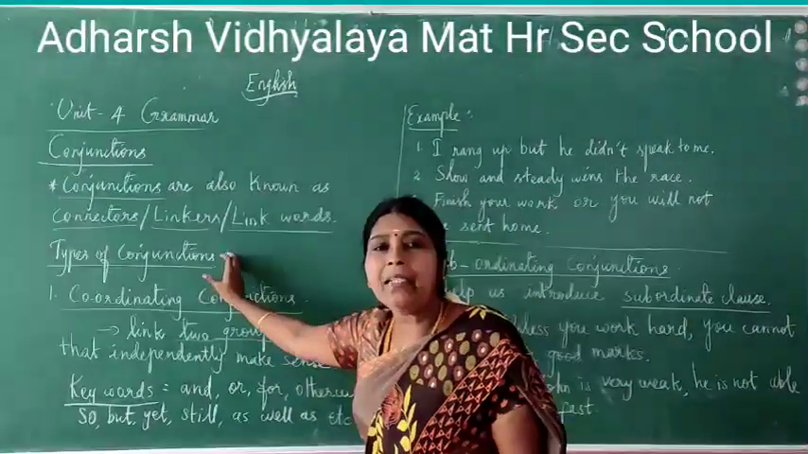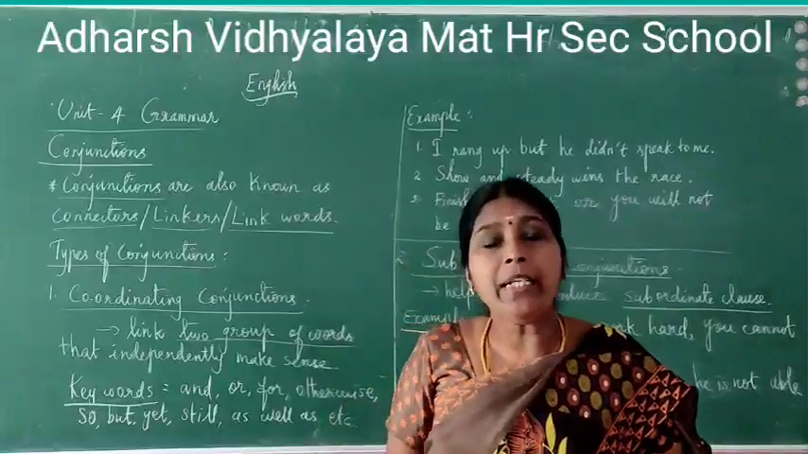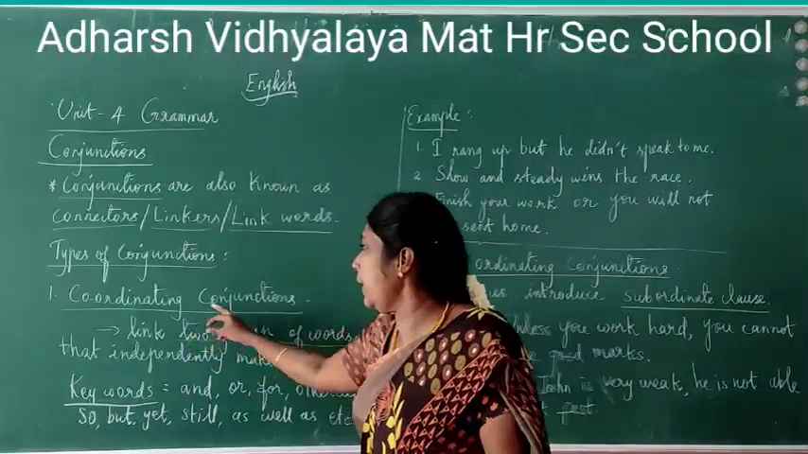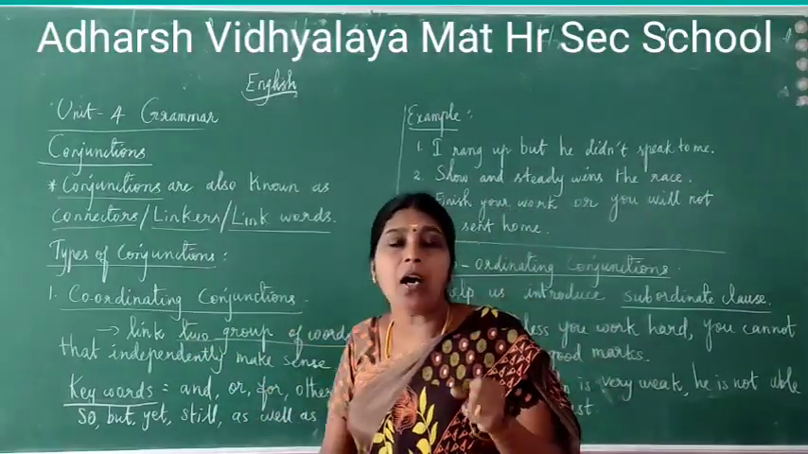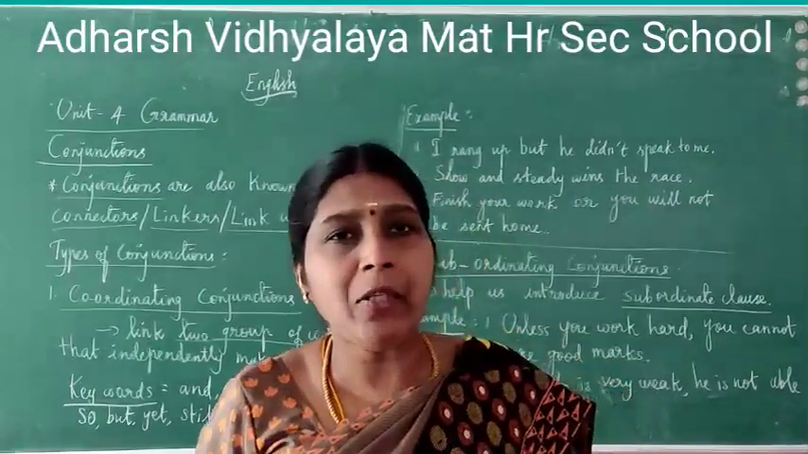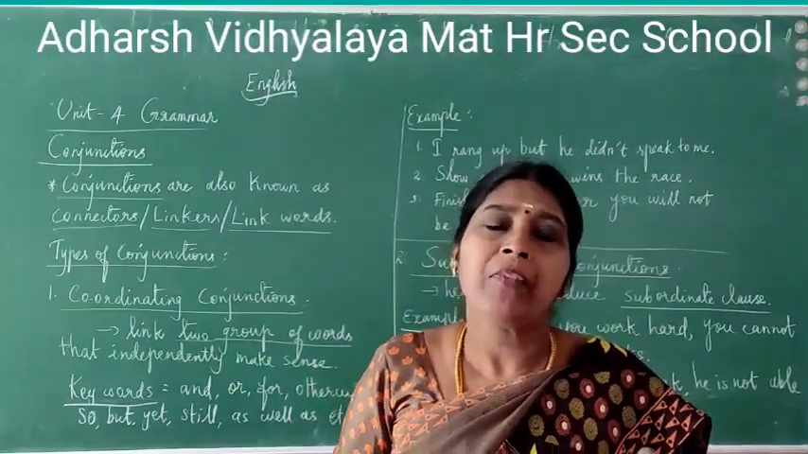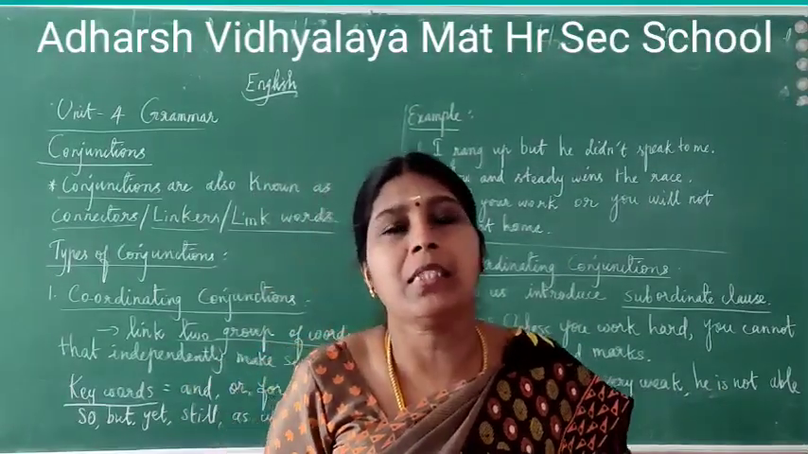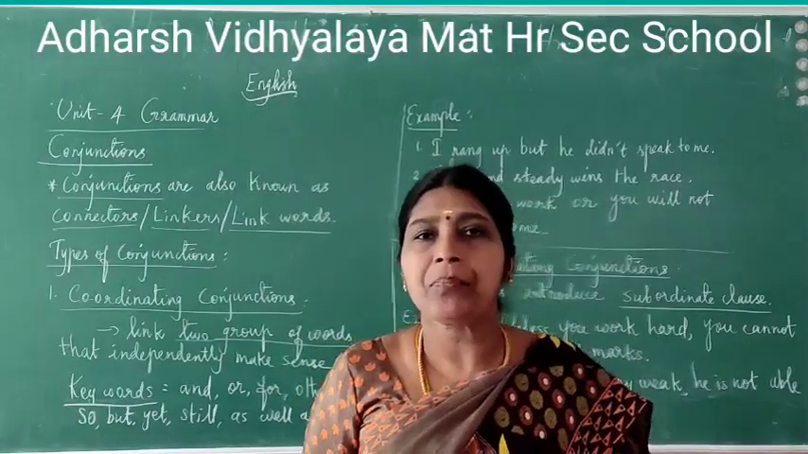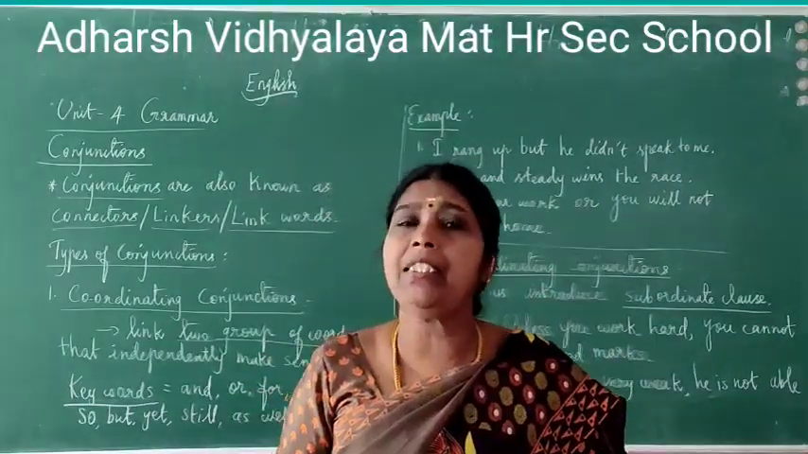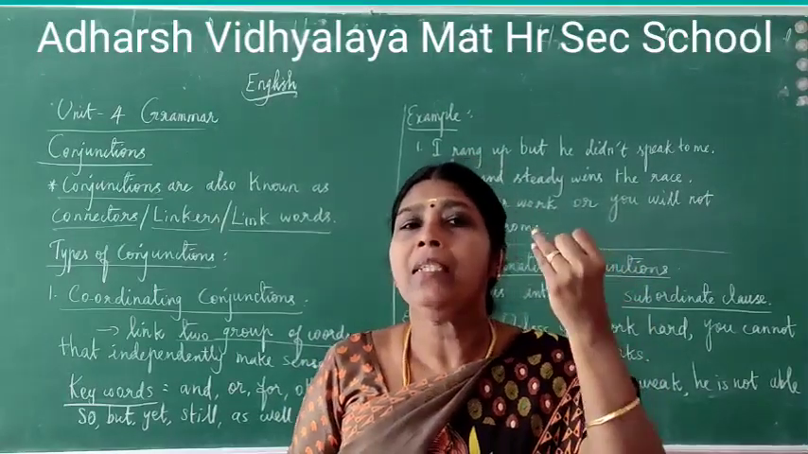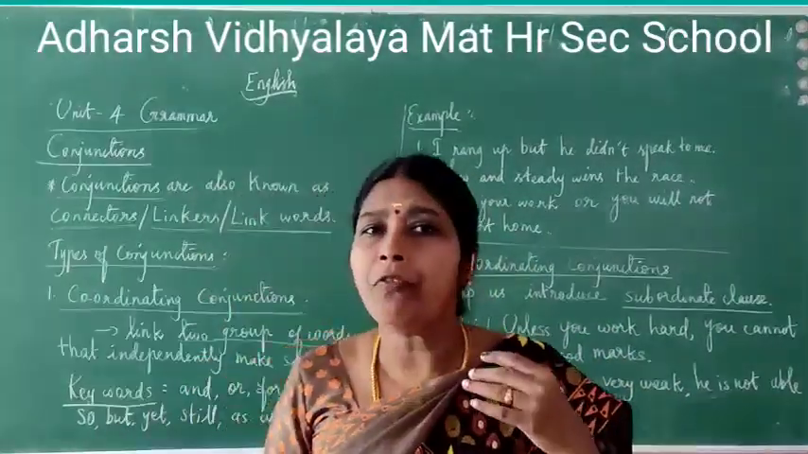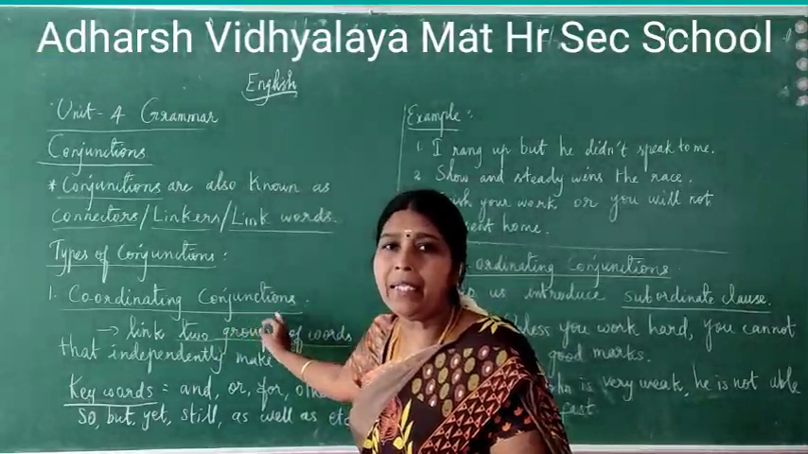Now we have to see the types of conjunctions. How many types of conjunctions? There are three types. First one, coordinating conjunction. Second one, subordinating conjunction. Third one, correlative conjunction. So what are the three types of conjunctions? First, coordinating conjunction. Second, subordinating conjunction. Third, correlative conjunction. Now first we have to see coordinating conjunction.